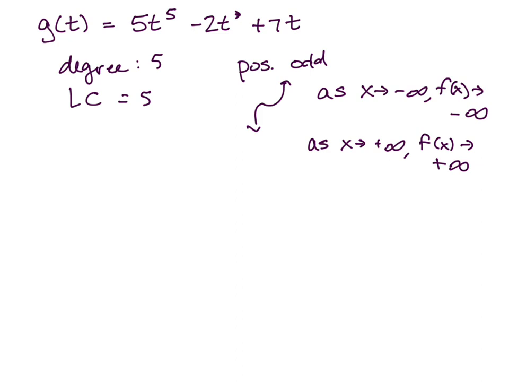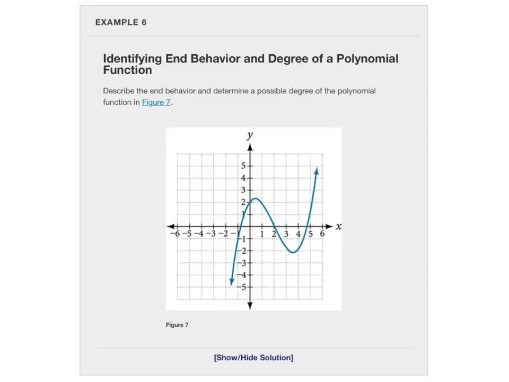Good? Okay. All right, let's look at another picture. It's going to be example 6. It says identify end behavior and degree. So look at this picture. What do you think the degree could be? Do you think it's odd or even? Odd. So it could be 3. Degree could be 3. Could be 5. Could be 7, right? It's definitely not even. How do you know it's not even? Because the tails go in opposite directions.